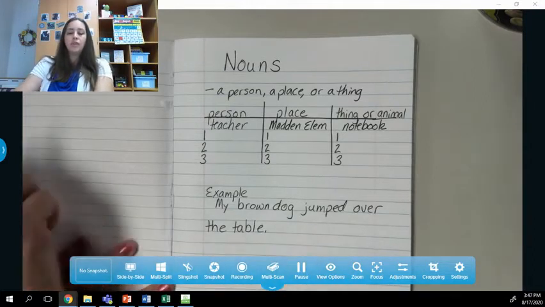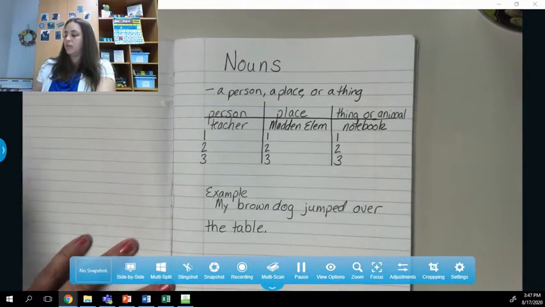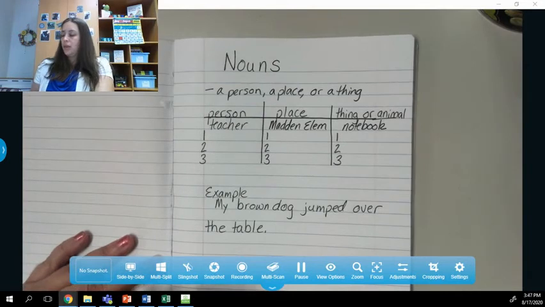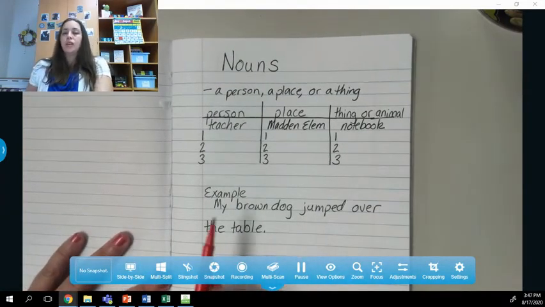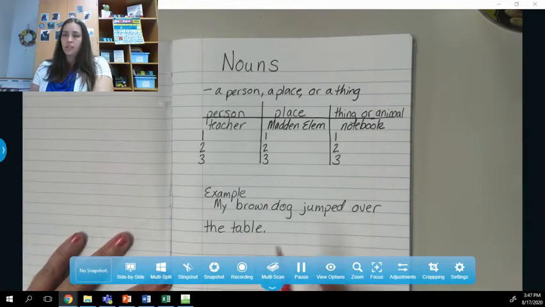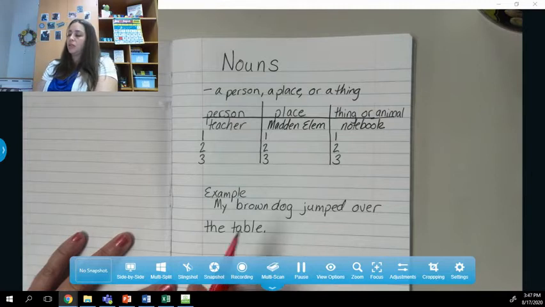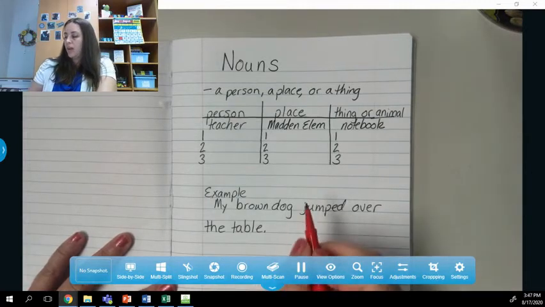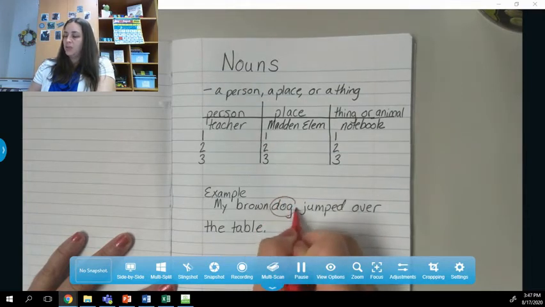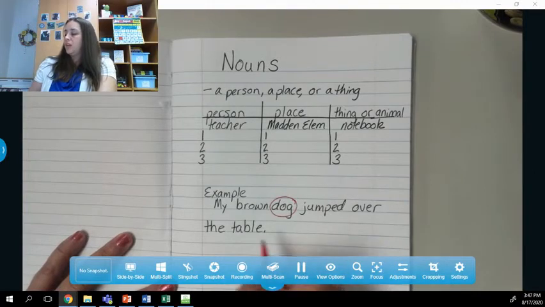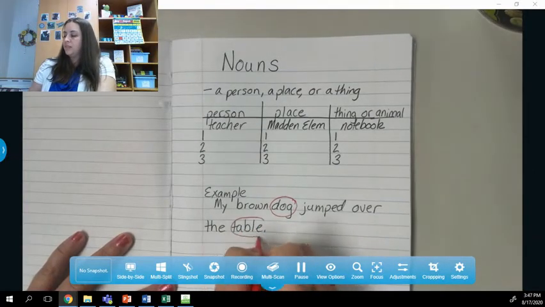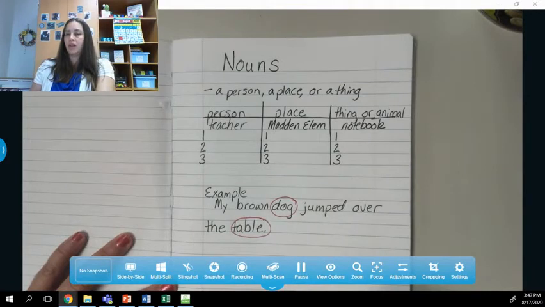Once again, if you need to hit pause, you are more than welcome to do so, or if you kept up, you're more than welcome to keep up. So here's my red pen or my colored pencil, in your case, colored pencil or crayon, and I'm going to go ahead and circle my nouns in red so I can keep them straight. My first noun that I see is an animal, and that's a dog. And what did he do? He jumped. And where did he jump? Over the table. That table is my other noun.